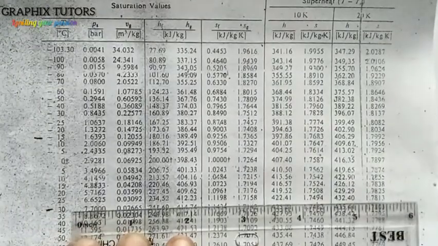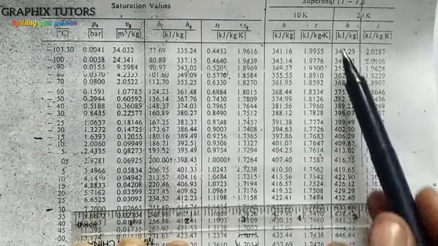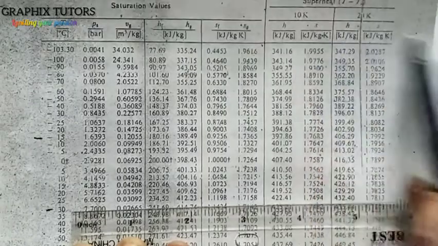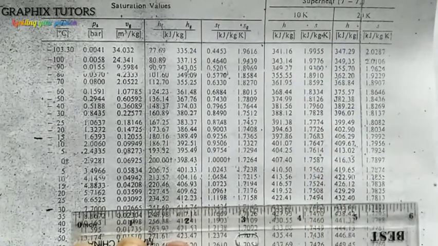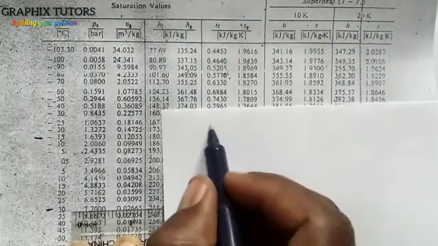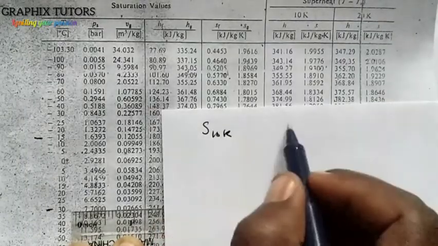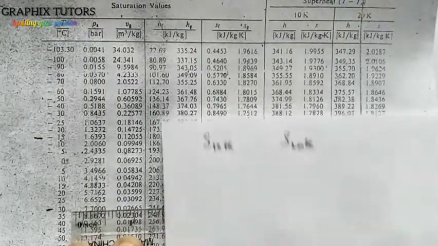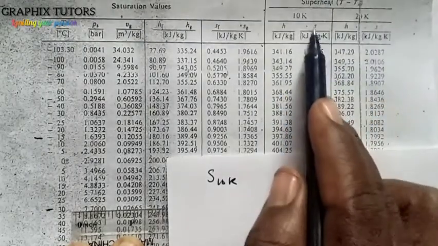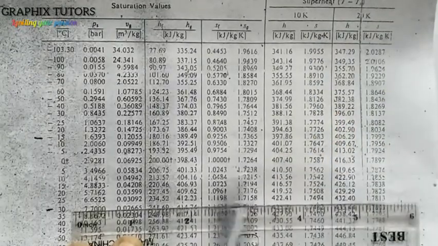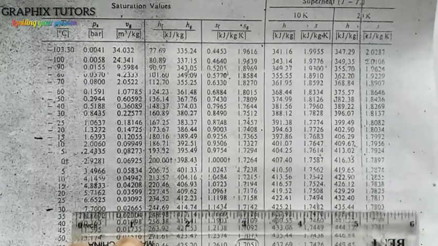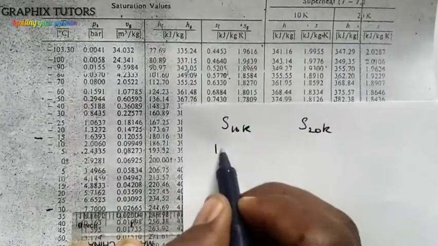right? So we're going to look for S. This is for X, and this is also for S. So we have S10K and S20K. So what I'm going to do here is I'll take my paper for S10K. I will have S20K. This is 10K and this is S. This is 20K and this is S. So I'll look for the value of S at 10K, which is 1.7482. So I'm going to write it 1.7482.